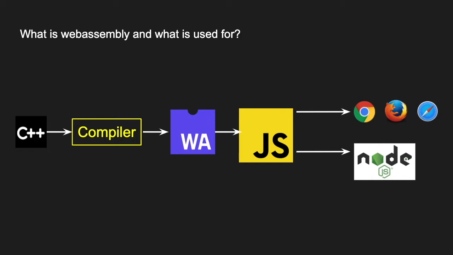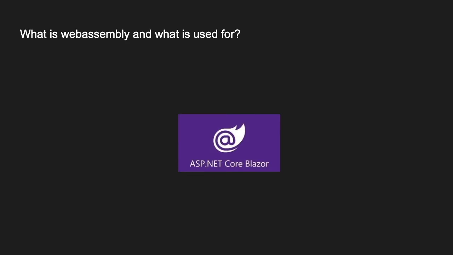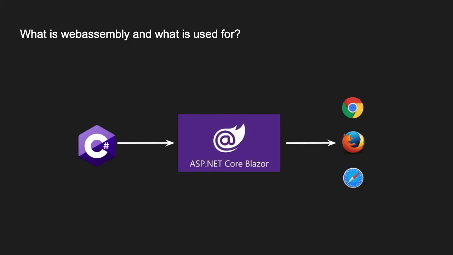development without learning JavaScript. For example, a .NET developer can build web UI with C# and run it through Blazor WebAssembly without knowing JavaScript or React or any other front-end frameworks.